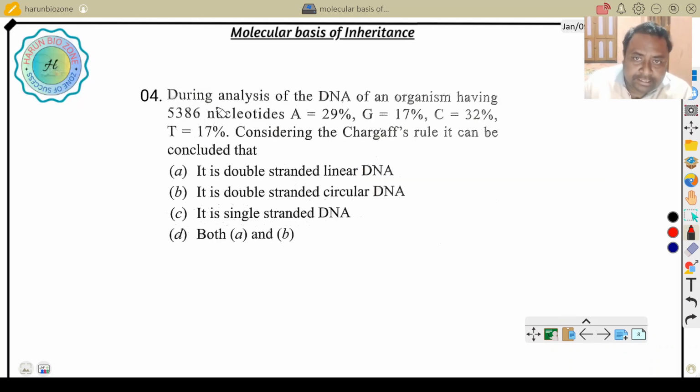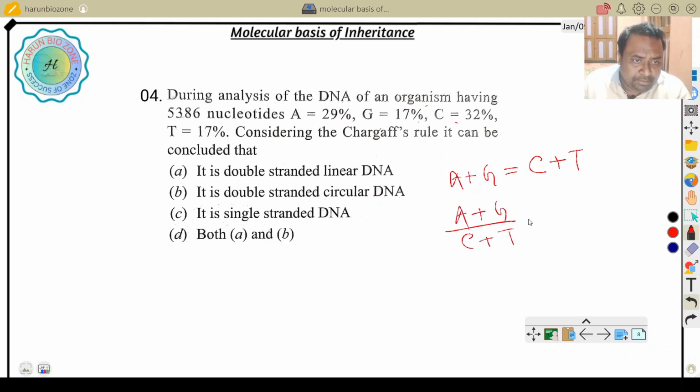Next question is, during analysis of the DNA of an organism having 5386 nucleotides, adenine 29%, guanine 17%, cytosine 32% and thymine 17%. According to Chargaff's rule, adenine plus guanine is equal to cytosine plus thymine, or (adenine + guanine) by (cytosine + thymine) is equal to 1. This is Chargaff's rule.